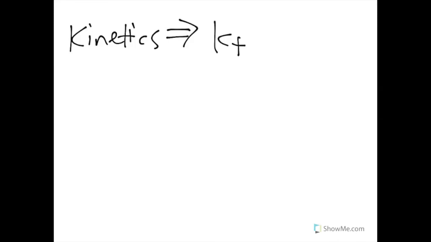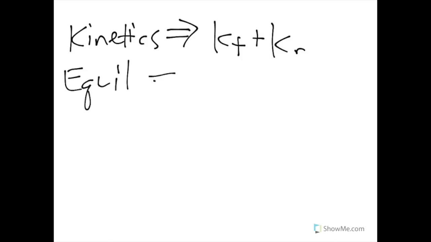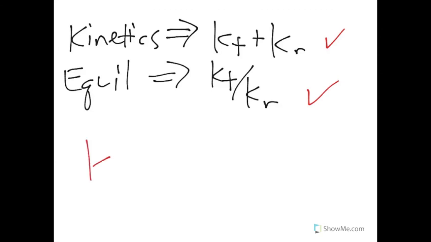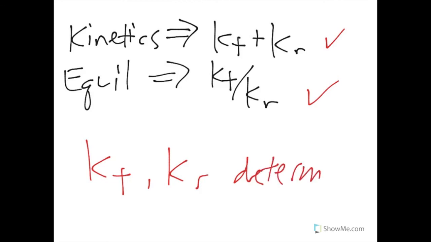Alright, so to conclude, we used kinetics to find the sum of rates, and we used the equilibrium concentrations to find the ratio of rates. So if we know both of these things, we can determine the values of Kf and Kr uniquely. Alright? So that pretty much wraps up everything you would want to know about a simple equilibrium reaction.